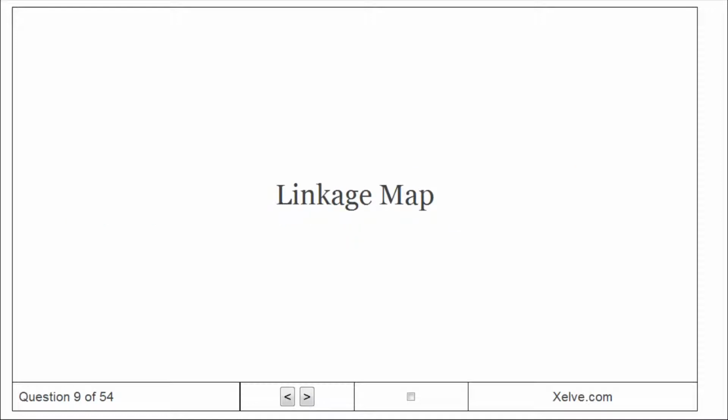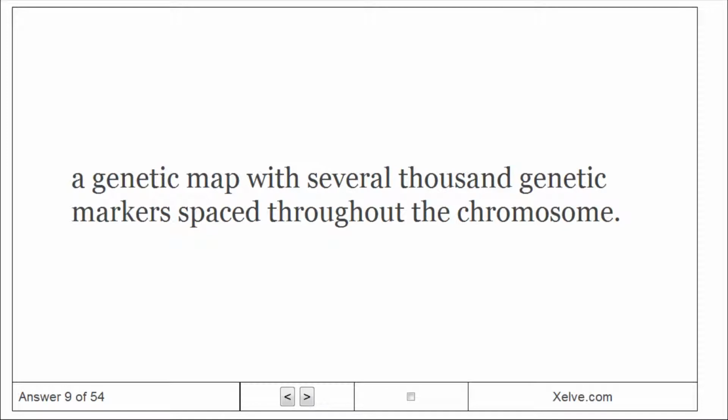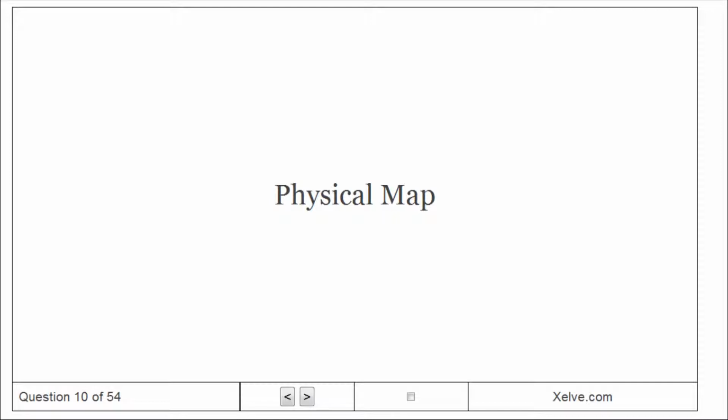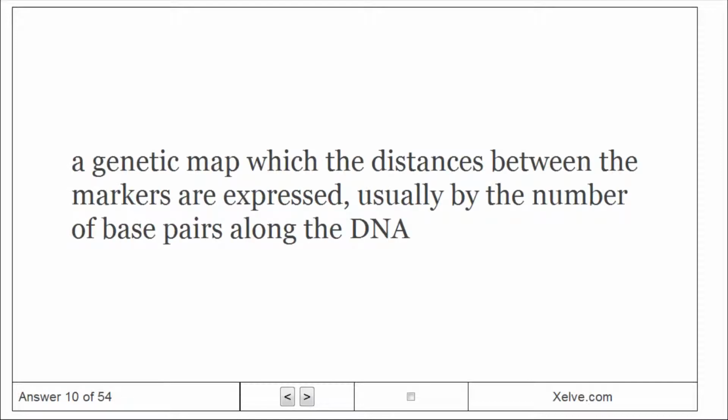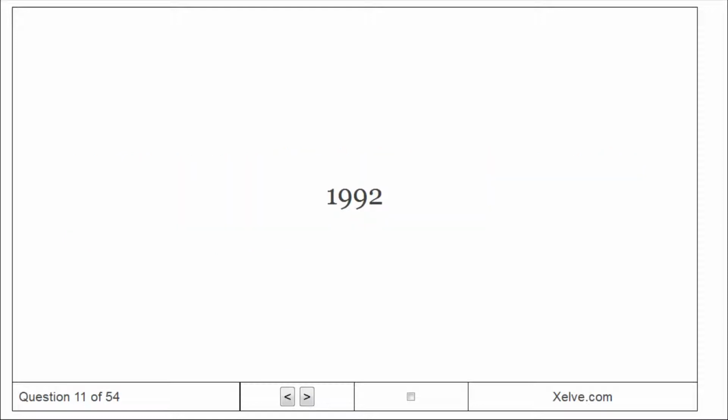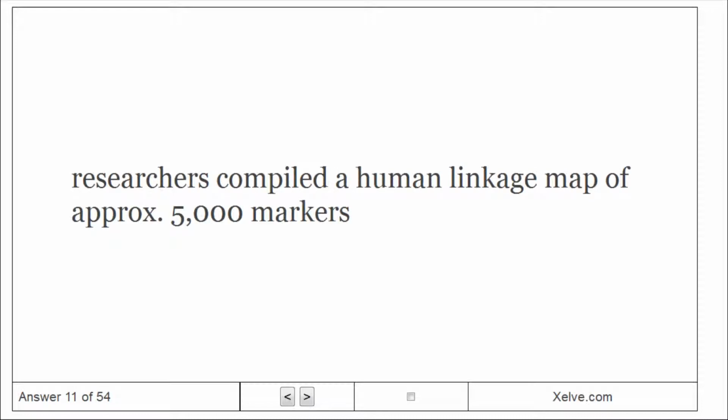Linkage map. A genetic map with several thousand genetic markers spaced throughout the chromosome. Physical map. A genetic map in which the distances between the markers are expressed, usually by the number of base pairs along the DNA. In 1992, researchers compiled a human linkage map of approximately 5,000 markers.